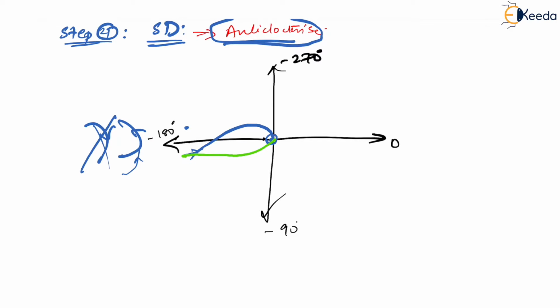right? So let us check if there is any frequency at which the minus 180 degrees angle occurs. If that occurs, it means blue is right. So in order to check that, we will use our angle criteria.